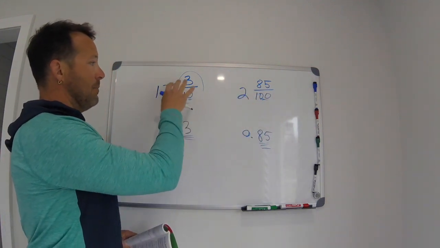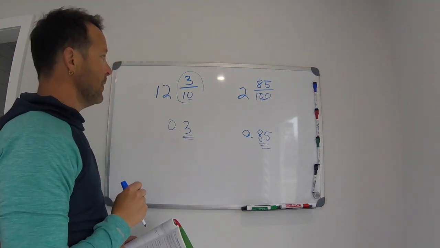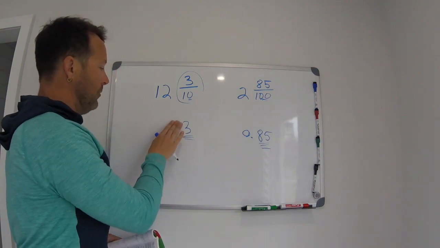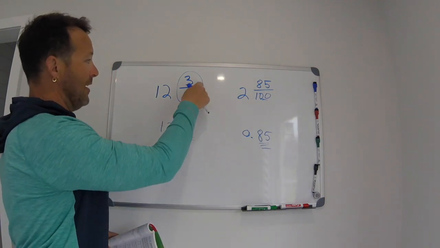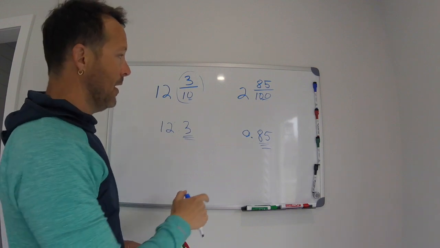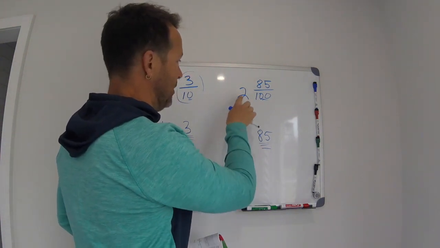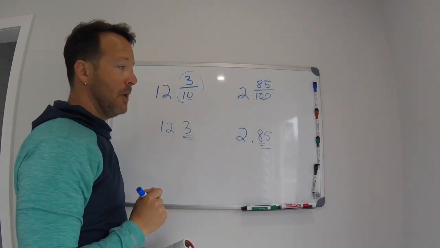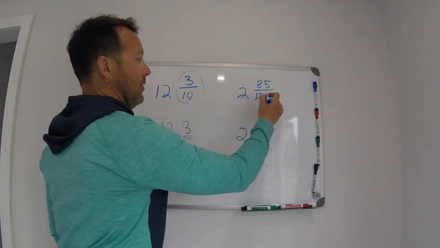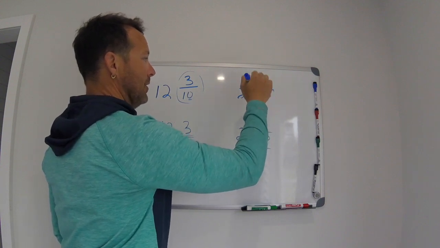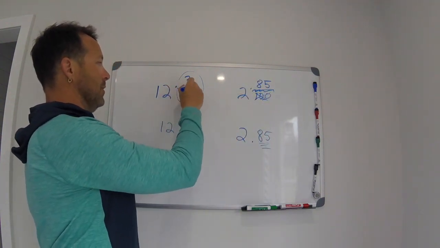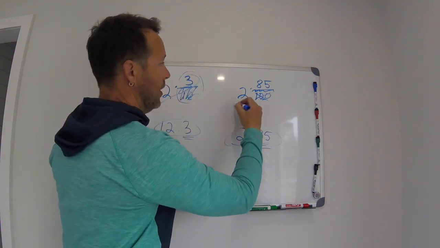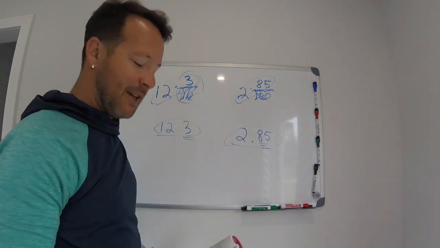So now we want to make this into a decimal. Well, the whole number doesn't change. So we keep the whole number the same, and we write this portion as a decimal. Same as over here. The whole number doesn't change, it's 2, and we write this portion as a decimal. So it's really about just taking out the line and putting a decimal there. 12.3, 2.85. Okay, so I just want you to see that connection.